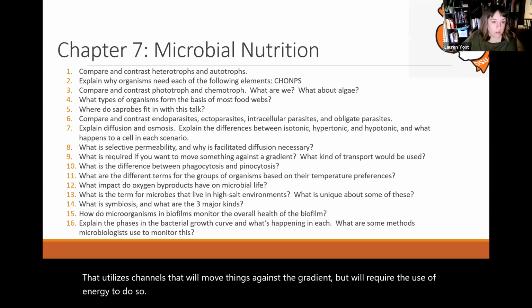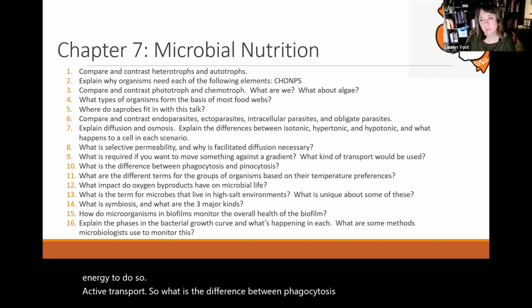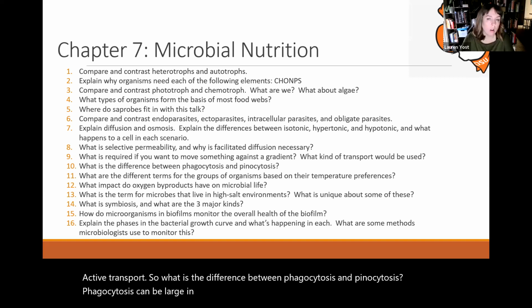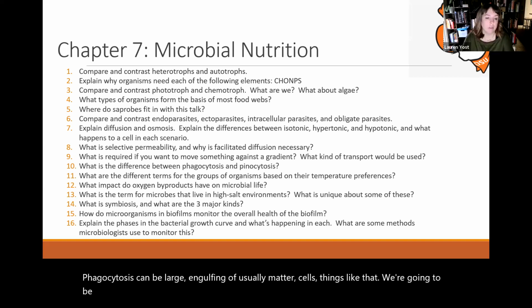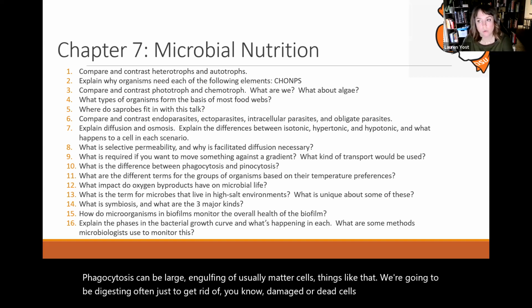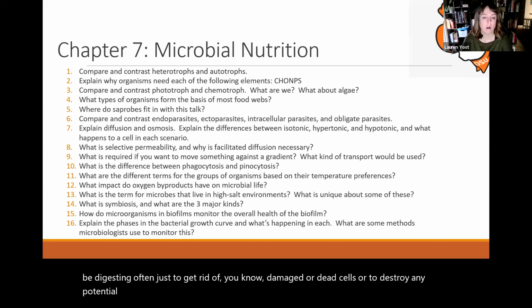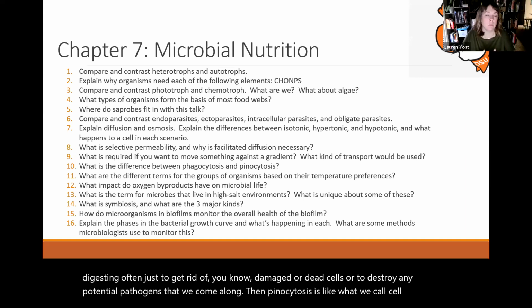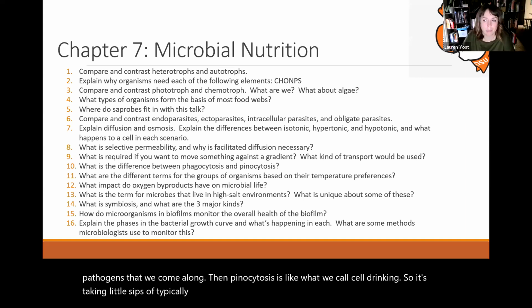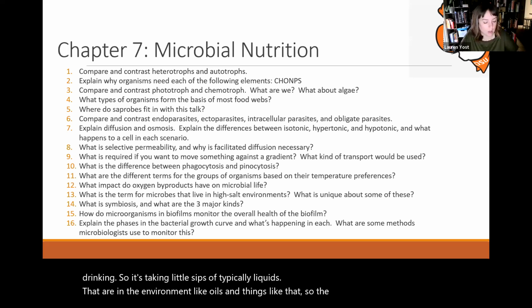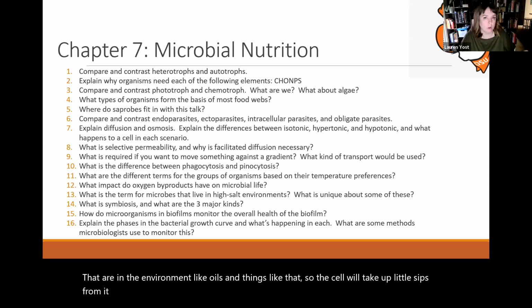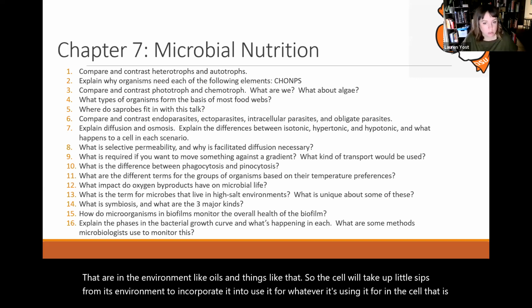Active transport. So what is the difference between phagocytosis and pinocytosis? Phagocytosis is the large engulfing of matter, cells, things like that, that we're going to be digesting, often just to get rid of damaged or dead cells or to destroy any potential pathogens that we come along. Then pinocytosis is what we call cell drinking. So it's taking little sips of typically liquids that are in the environment, like oils and things like that. The cell will take up little sips from its environment to incorporate it and use it for whatever it's using it for in the cell. That is pinocytosis.